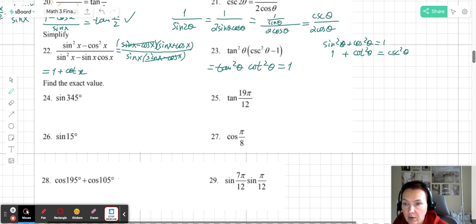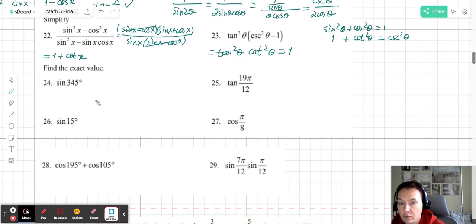Okay, find the exact value. Sine of 345 degrees, sine 15, 19 pi over 12, pi over 8. Those you would be using your addition and subtraction formulas, or half angle formulas, something like that. So let's start with the first one.